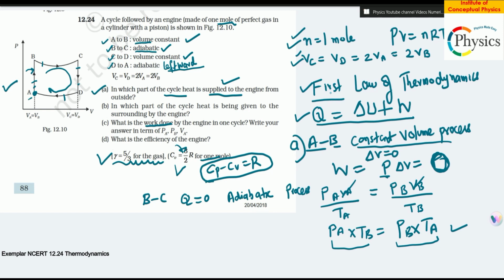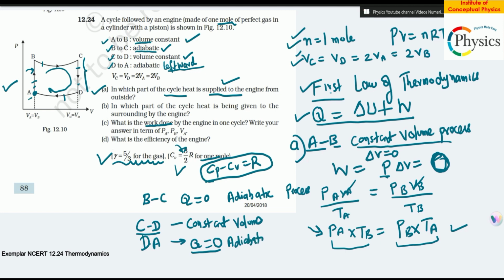All right. Now we will come and analyze this, don't worry about it. Let's talk about C to D. Now, C to D is again a constant volume process, and we will come and analyze this. But the pressure is decreasing here, right? Let's talk about D to A. D to A is again adiabatic, so Q is equal to zero. You're not adding any heat or subtracting any heat from the system because it's adiabatic, right?